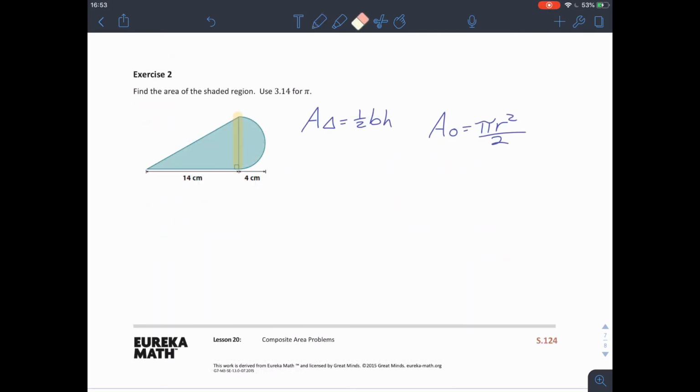Now we have one final composite area problem to try. This one looks like it might be simple, but can be deceptively tricky. We need to find the area of the shaded region, and again we can use 3.14 for pi.